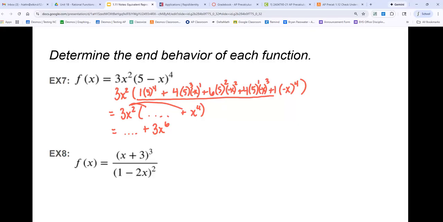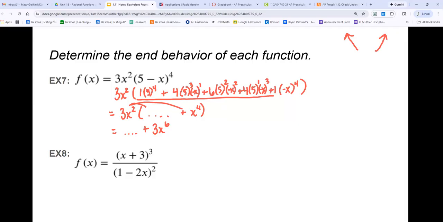We okay there? You could probably do the whole thing in your head by picturing what's going to happen. So if 3x to the 6th is my highest exponent, then whatever coefficient I have, if it is positive, that tells me what the right side does. The right side goes up here. And then I have an even exponent. What does that tell me? Same direction. So this side goes up.